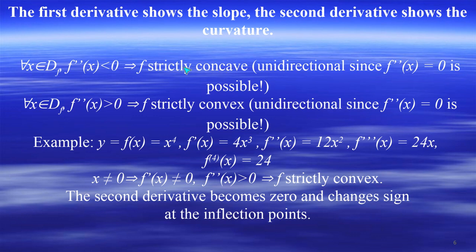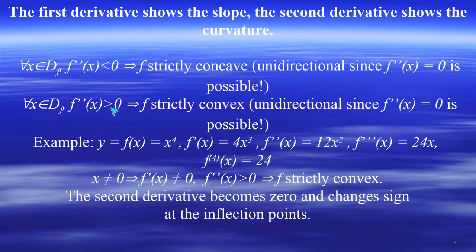This is a unidirectional proposition. I can't say that if f is strictly concave, then the second derivative should be negative. No, because in a strictly concave function, at some point the second derivative can be zero as well. This is possible. That's why this logical proposition is unidirectional. If the second derivative is perfectly negative, not allowed to be equal to zero, then f is strictly concave. Besides, for all x in the domain of definition of the function, if the second derivative is positive, then f is strictly convex.